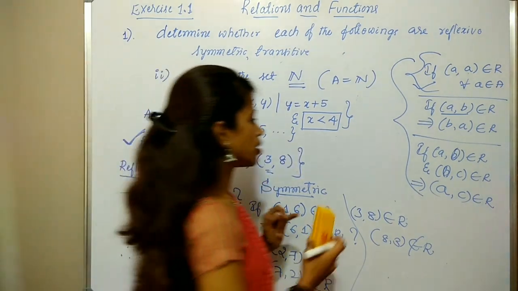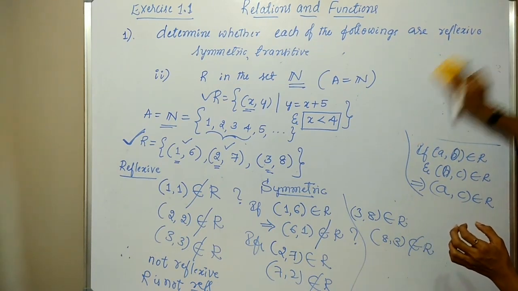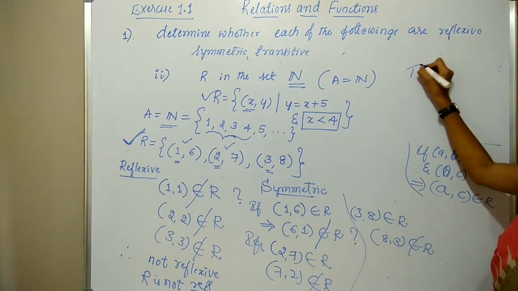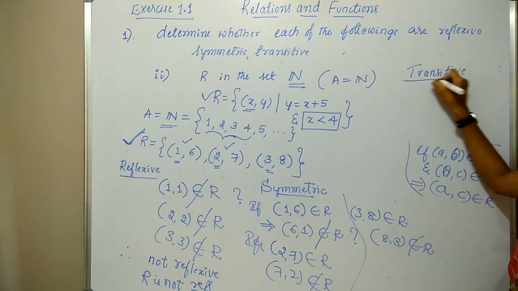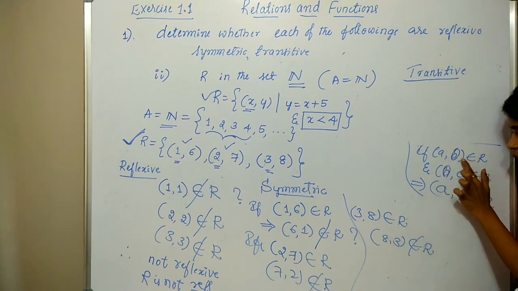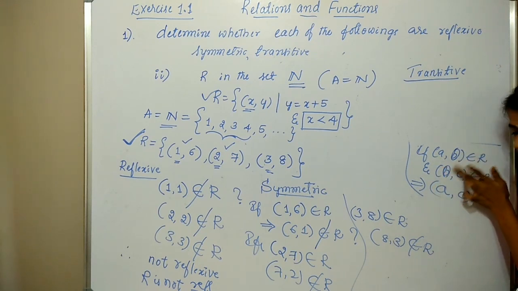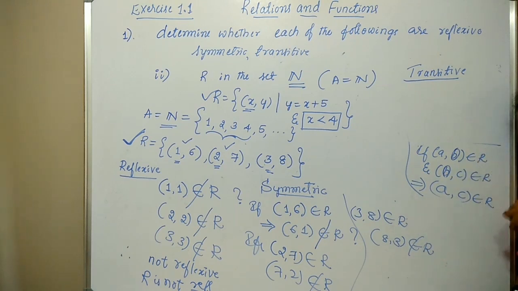Next, for transitivity. Here I am taking transitive relation. So for a relation to be transitive, we must take two ordered pairs AB, BC. Here B is common. Then we check whether the relation contains AC.